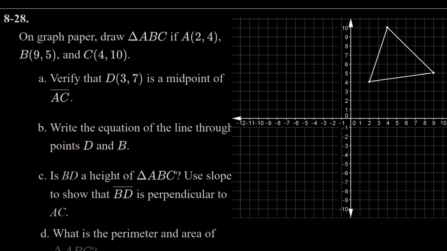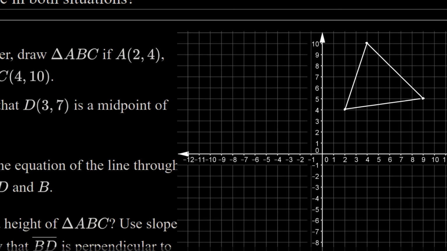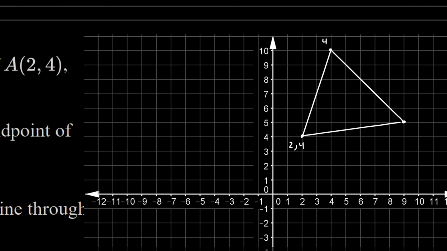And the first thing it's asking me to do is verify that D at 3, 7 is really the midpoint of AC. So let me go ahead and draw these points in here. Beautiful. And if I go from A to C, you can see I'm going up 3 and then over 1, and then I go up another 3 and over 1 again. So I can see that that point right there is indeed at 3, 7. So I'm just taking half the rise, half the run.